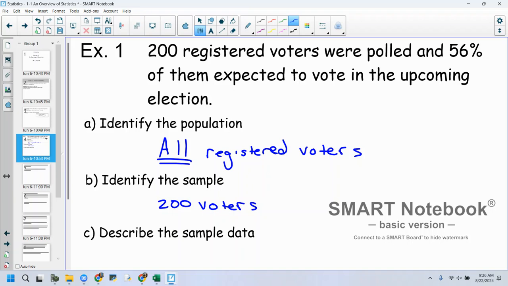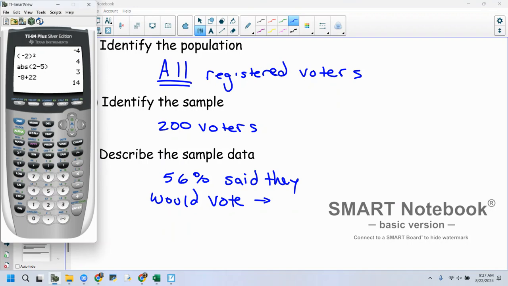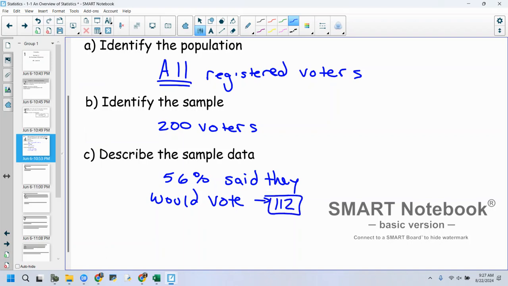Okay, describe the sample data. So we would say 56% said they would vote, which equates to, okay, what is 56%? Oh, not divided by, times. Of what, it was 200? So 112. So 112 said that they were going to vote, right? Now, does that mean that all 112 of those people will vote? No. Does that mean that 56% of all registered voters will vote? No. But that's what we're going to get into.